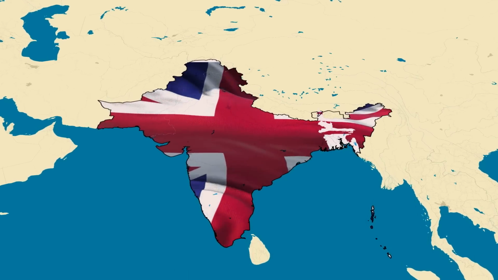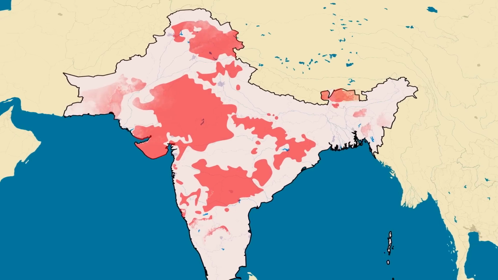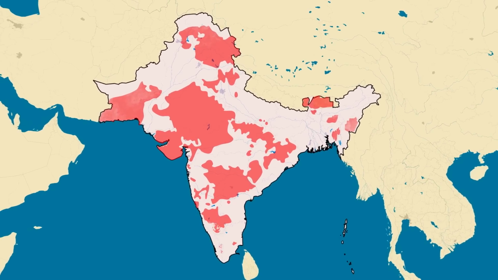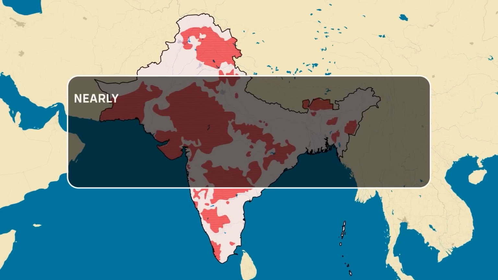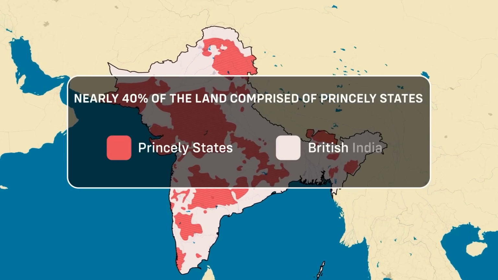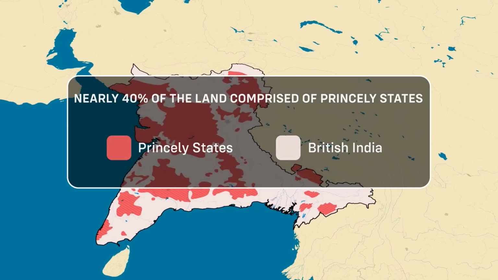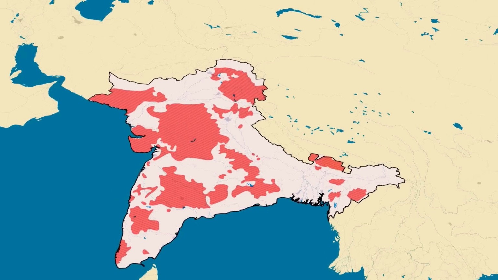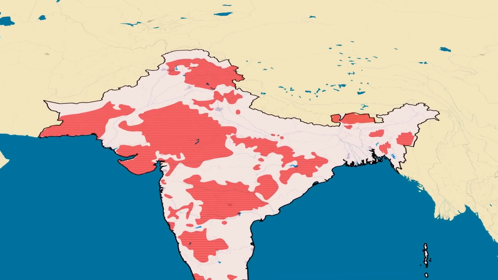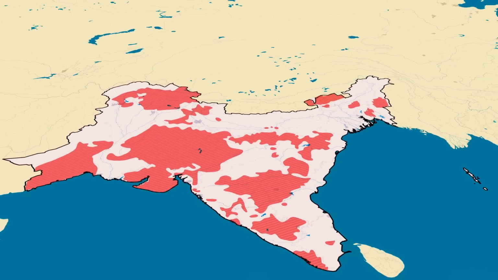When the British withdrew from India in 1947, they left behind a fragmented subcontinent rather than a unified nation. Nearly 40% of the land comprised princely states, semi-sovereign entities neither part of British India nor directly ruled by the British Crown. Under a policy of indirect rule, these states enjoyed varying degrees of autonomy, their relations with the British regulated by individual treaties.